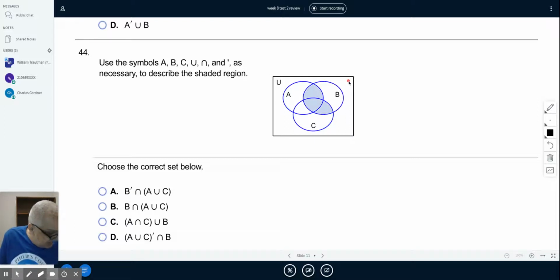I'm on 47. I have 4 problems left. I'm on problem 47.